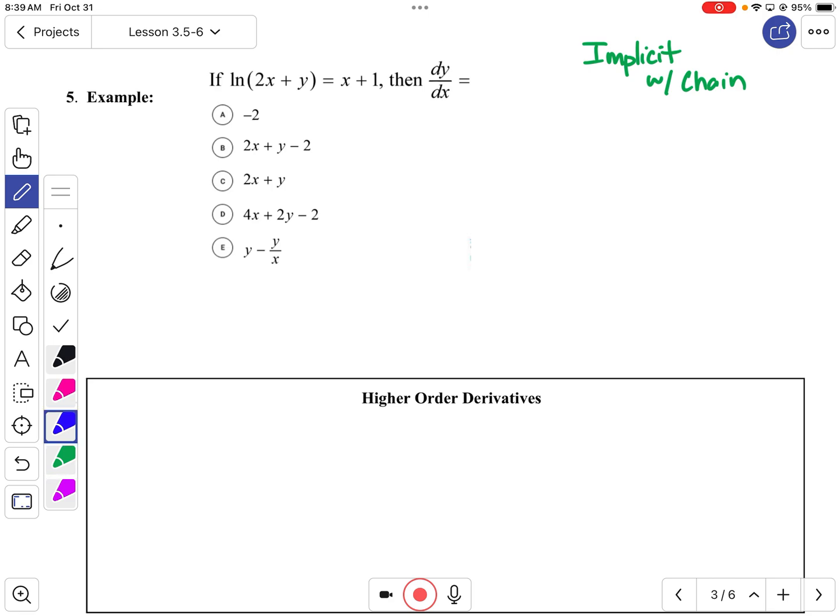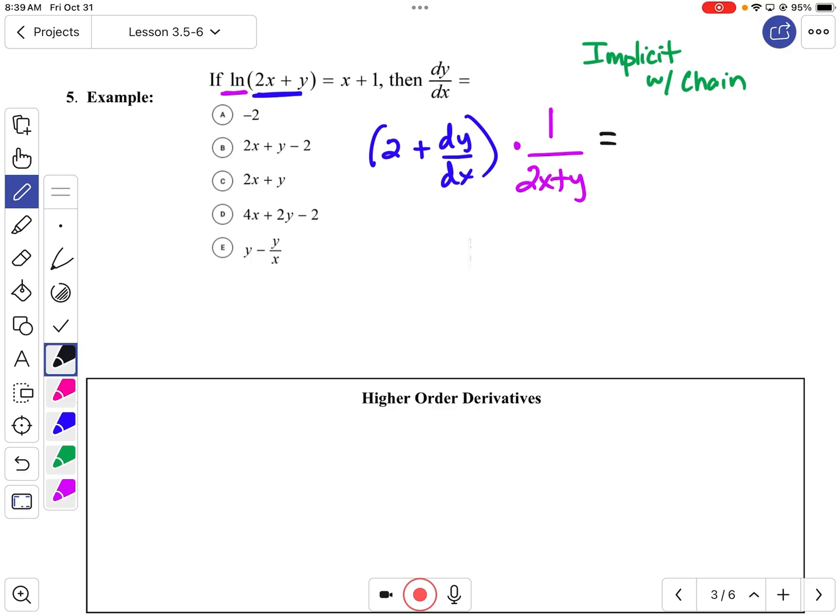Start with the derivative of what's inside your chain. So the derivative of 2x would be 2. The derivative of y would be dy dx, okay? Then we have to take the derivative of that ln, which would be 1 over 2x plus y, equals, what's the derivative of x? 1, okay? And then the derivative of 1 would be 0.